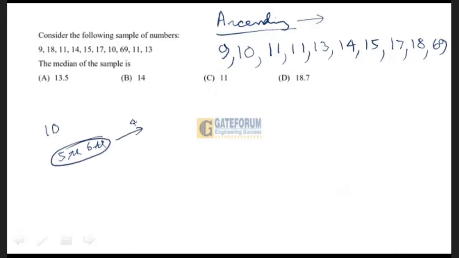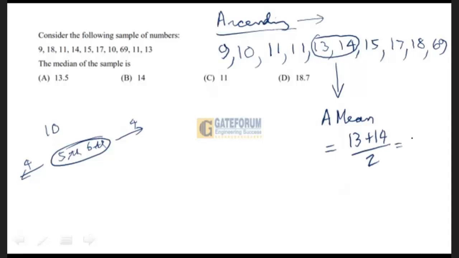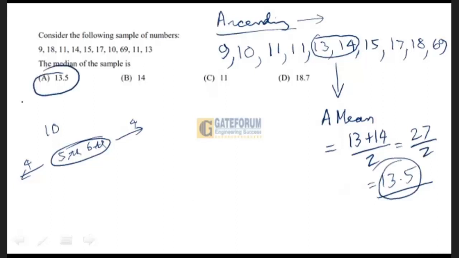On the right of this, there are 4 numbers. On the left of this, there are 4 numbers. So let us see which are the fifth and the sixth. They are 13 and 14. And you will find the arithmetic mean of them. Arithmetic mean is 13 plus 14 divided by 2. That is 27 divided by 2. That is 13.5. So you will say that the median of the whole sample is 13.5. Option number A.